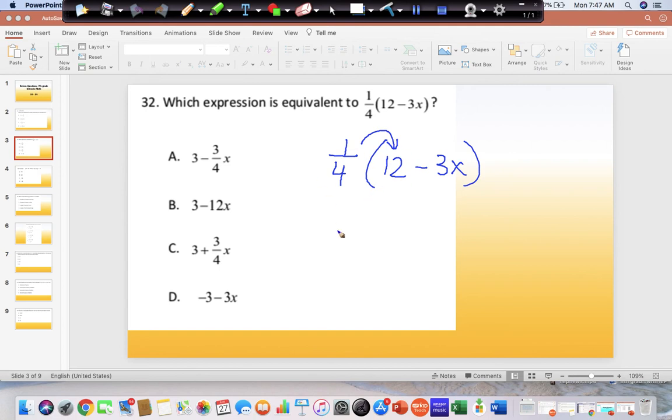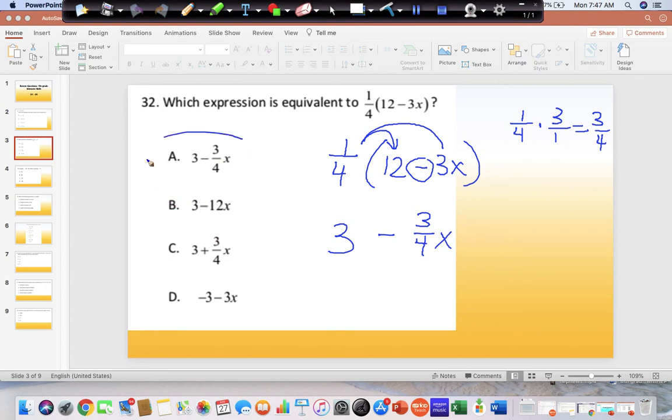So 12 divided by 4 gives us 3. And then 1/4 times 3x, well, if we do 1/4 times 3, we multiply straight across. 1 times 3 is 3. 4 times 1 is 4, so that would be 3/4. And don't forget your x. And then bring down that negative or subtraction sign. So 3 minus 3/4 x, which is A.